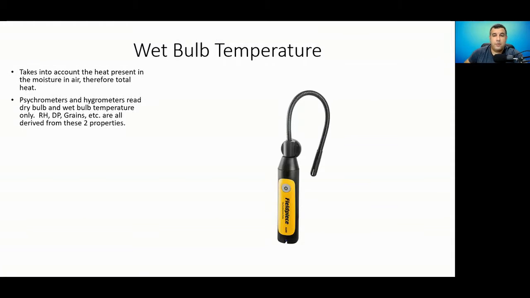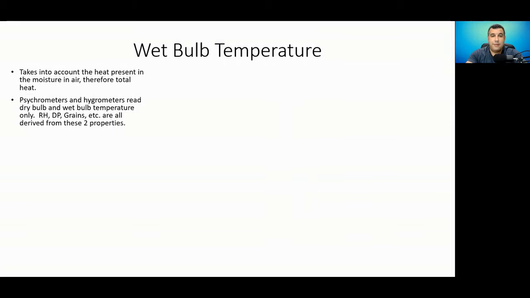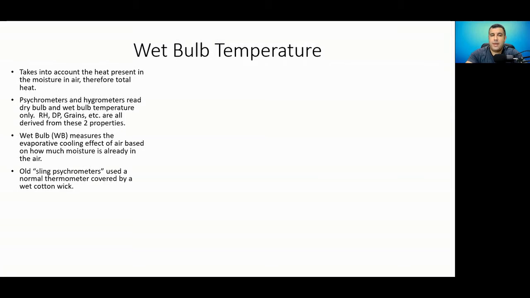And here's an example of a hygrometer. This is a smart probe made by Fieldpiece. Many technicians use it. This can be placed in the airstream and read not only the dry bulb, but also the wet bulb temperature. And from there, other properties can be derived. Wet bulb temperature measures the evaporative cooling effect of the air based on how much moisture is already in the air. So to better understand that, we should probably look at the old sling psychrometer.